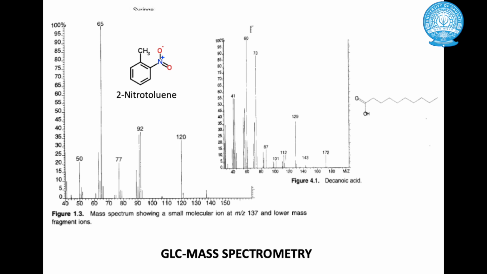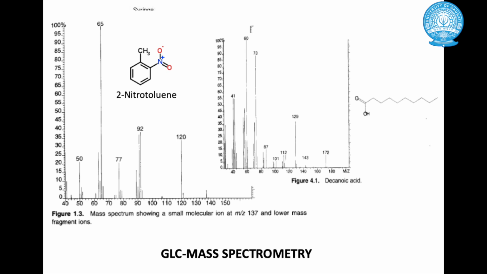So here in this slide there is one example shown of 2-nitrotoluene, whose mass is 137, and it is being fragmented into its product ions, and these product ions have molecular masses of 120, 92, 77, 65, and like this we will be able to understand the identity of the compound which is eluting from the GC and entering the mass spectrometer.